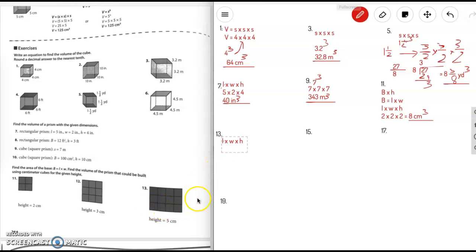Number 13. Length 1, 2, 3, 4, width 1, 2, 3, height 5. 60 centimeters cubed.